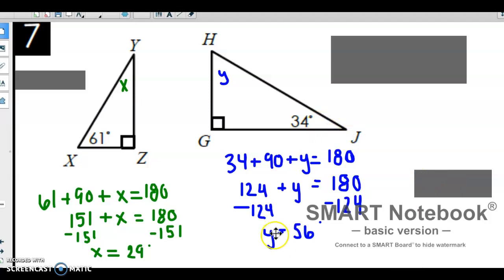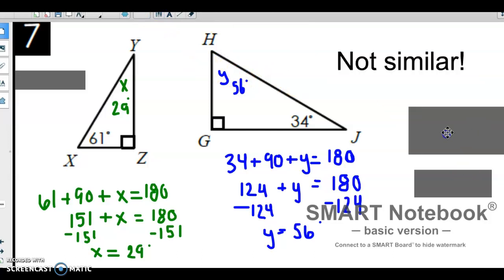So now you need to decide. I'm going to write in these measures here. So this is 29 degrees. And over here, Y is 56 degrees. So are these two triangles similar? The correct answer there is no, they are not similar because you don't have two pairs of congruent angles.